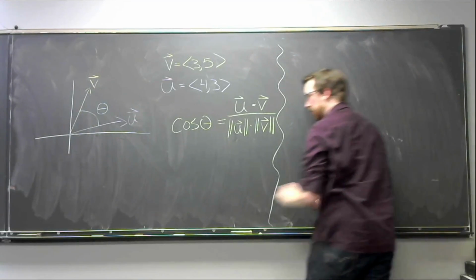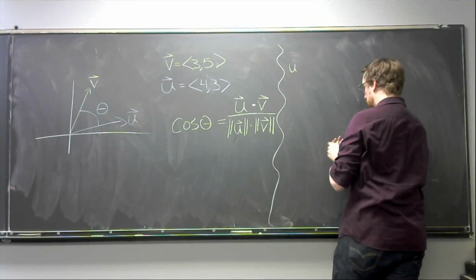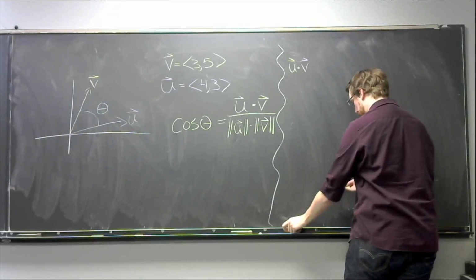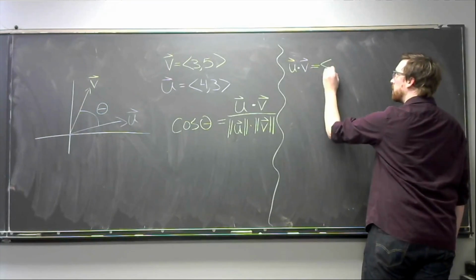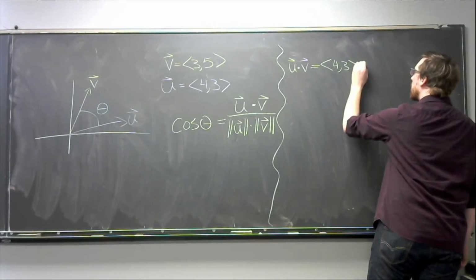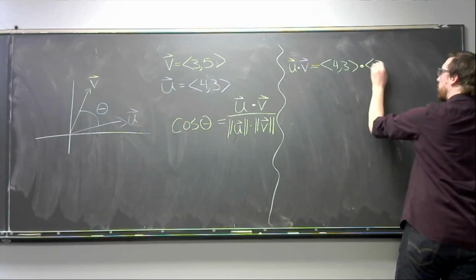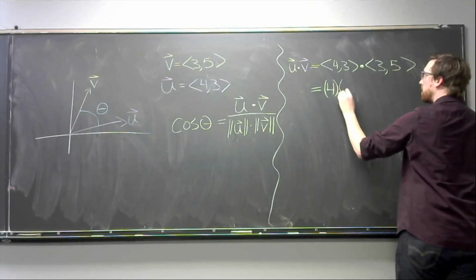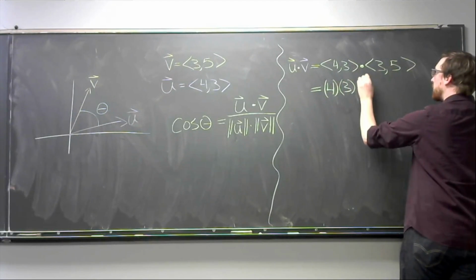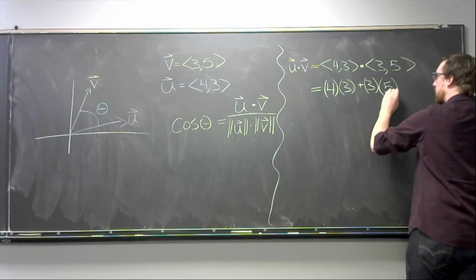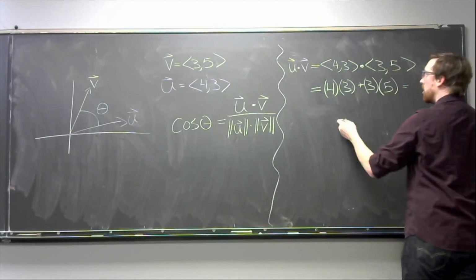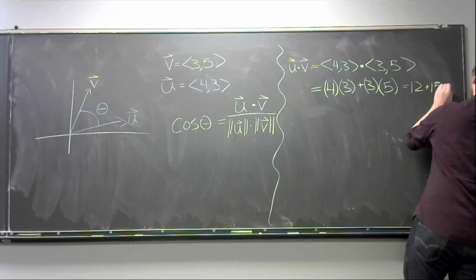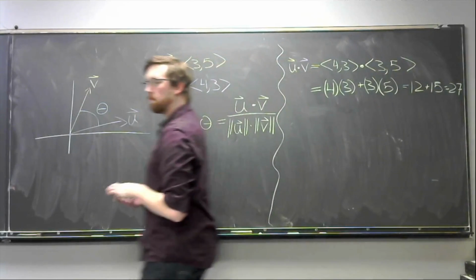u dot v is equal to 4, 3 dotted with 3, 5, which is going to be equal to 4 times 3 plus 3 times 5, which is going to come out to be 12 plus 15, which is equal to 27. Okay, so we found the first part.